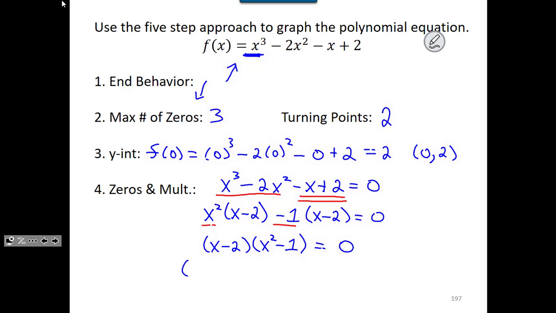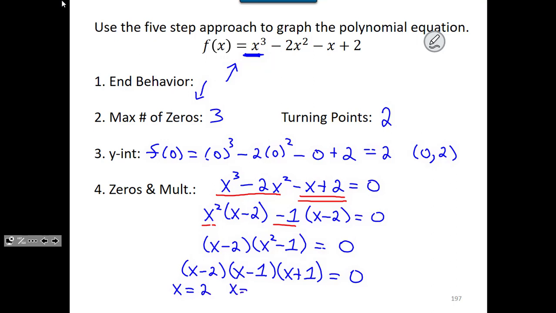So I can take this one more step, and I can say that this is x minus 2 times, and then x squared minus 1 I can factor. That is x minus 1 times x plus 1, the difference of squares. So I know I should get 3 zeros, and so I should have 3 linear factors, and so I've got my 3 linear factors. So that tells me that my zeros are at x equal to positive 2.